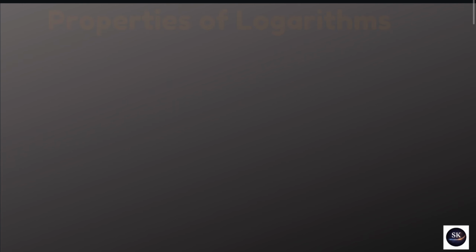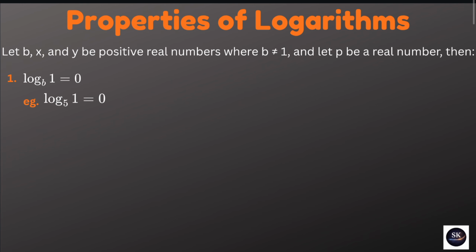Now let's actually look at the properties of logarithms. The first one is pretty simple. Log of 1 to any base is going to be 0. That's because, let's say for example, take log 1 to the base 5. So what power would we have to raise 5 so as to get 1? There is only one possible solution there, and that's 0. Any number raised to 0 is 1.